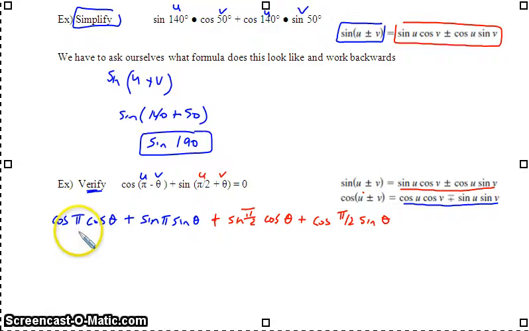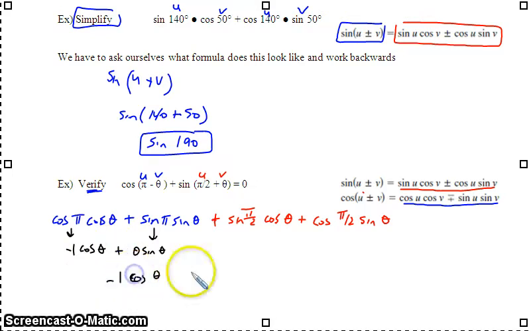And again, I'm going to go to my unit circle and I'm going to pull this information off of there. So on the unit circle, the cosine of pi is -1, so I get negative cosine of theta, plus the sine of pi is 0, sine of theta. So I can actually simplify this all down to just a negative cosine of theta. Okay, bring down your plus sign. Over here, the sine of pi over 2, again from the unit circle, is 1, so I get 1 cosine of theta, and plus the cosine of pi over 2 is 0, again from the unit circle.